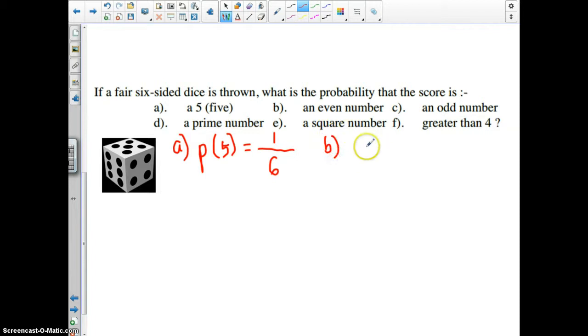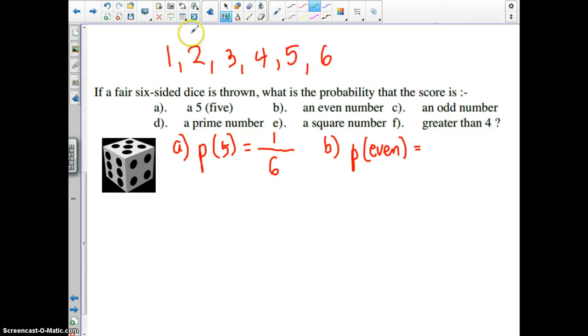Okay, what about B? What's the probability that you will roll an even number? Okay, so what are the even numbers? Before we answer that, maybe it's good that we write down all the numbers. Okay, I should have started this in the beginning. So probability that it is even, which here are even numbers? Well, 2 is even, 4 is an even number, and 6 is an even number.